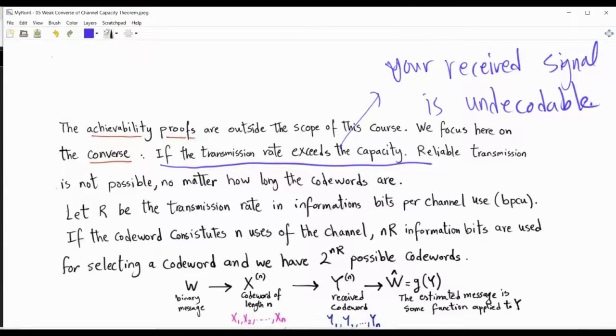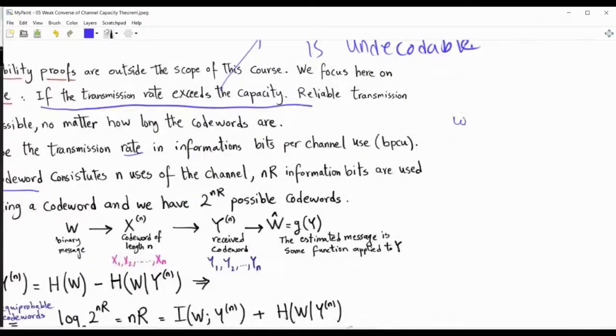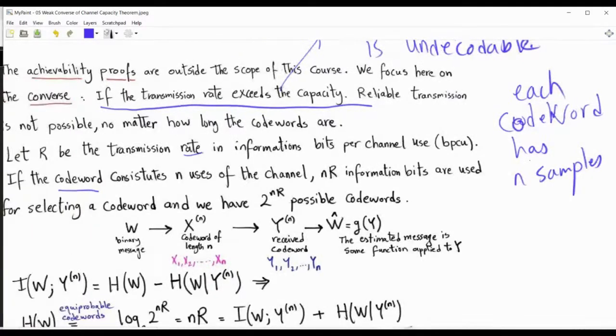Okay, so how can we show something like this? Let R be the transmission rate in information bits per channel use. So basically here, what we saw, we have code words of n samples. Each code word has n samples. And so when you transmit the code word, you use the channel n times. We say n uses, because you transmit a sample followed by a sample followed by a sample and so on, and so the code word constitutes n uses of the channel.